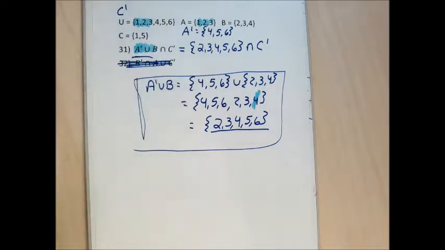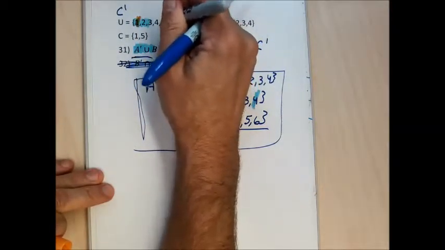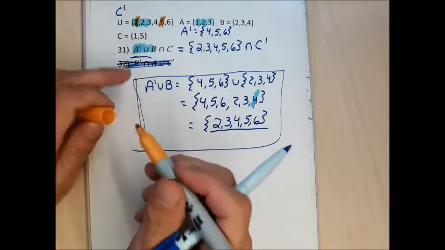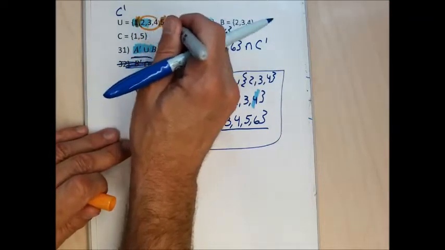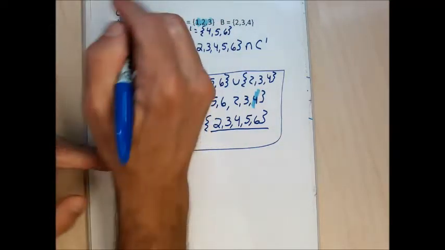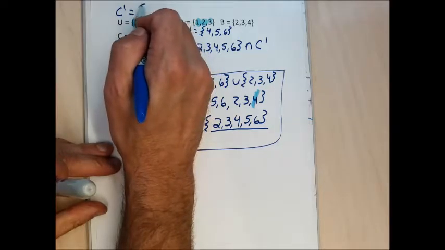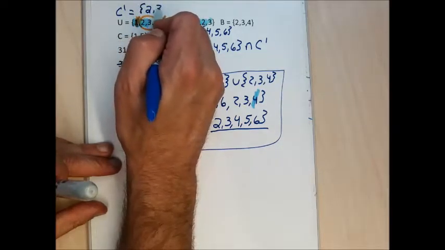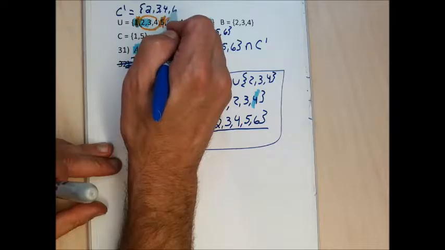I'm going to go to the universal set, and from the universal set, I'm going to take the 1 out, and I'm going to take the 5 out, because that's what C is. And what's going to be left is 2, 3, 4, and 6. So the set C complement, I didn't give it to you. I had to figure it out. It's the set that contains the numbers 2, 3, 4, and 6.